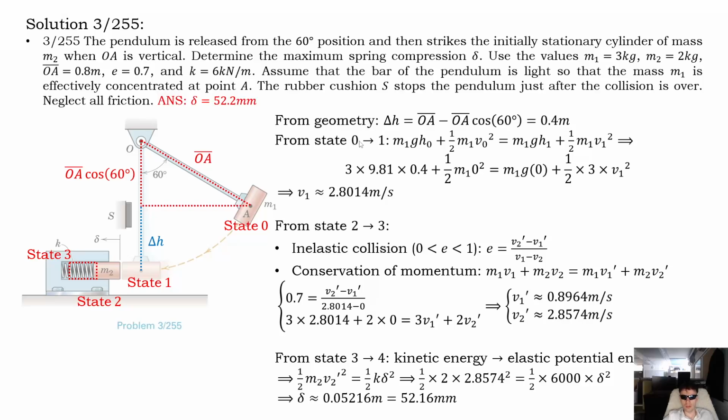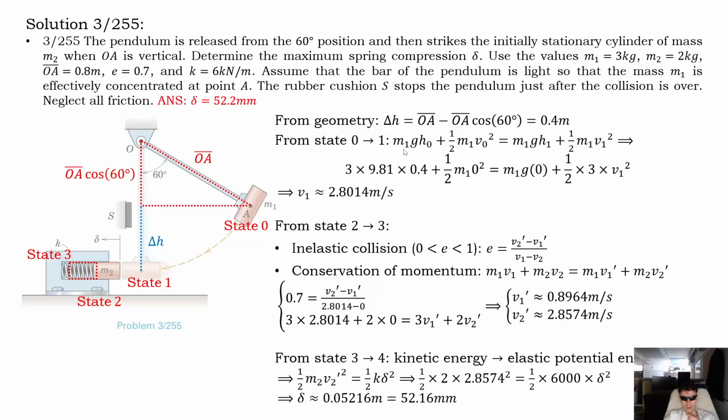And from state 0 to 1, we say M1 G H0 plus M1 V squared 0 over 2. So which one is the lowest position, state 0 or state 1? Obviously this one. So H1 will be 0. What about H0? H0 is delta H, which is 0.4.